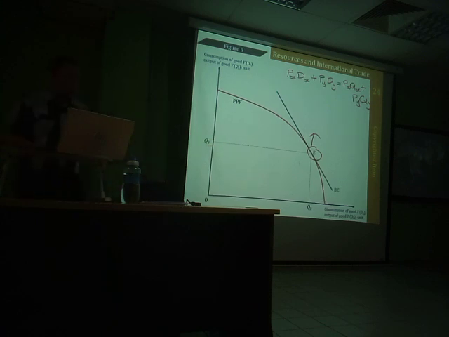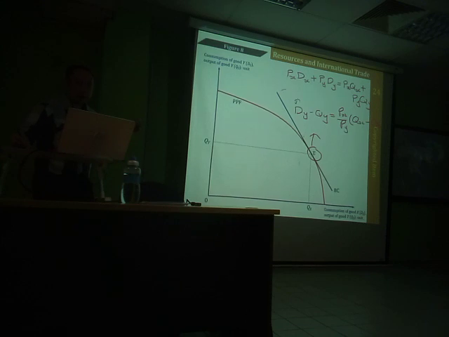And from this equation, we can rearrange it to look like this: Dy minus Qy equals the relative price times Qx minus Dx. Now you have to remember the terms here: D means consumption, and Q means production.